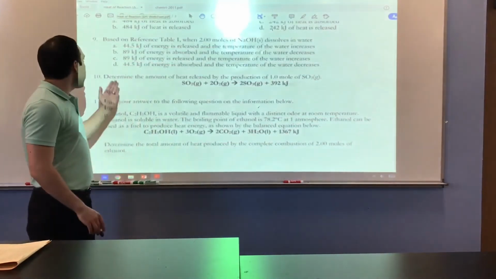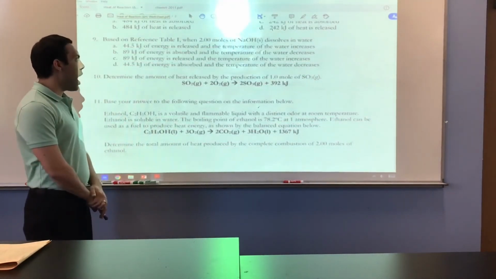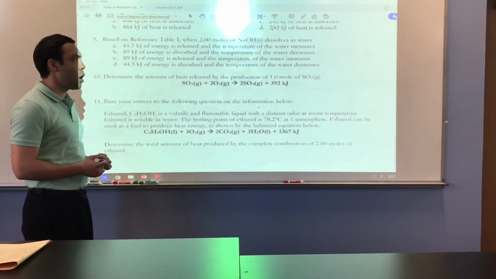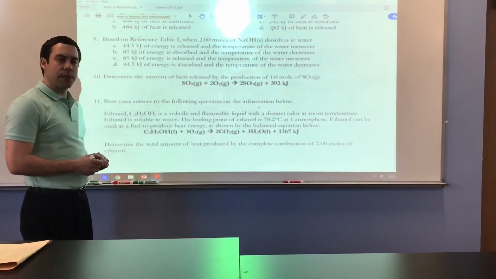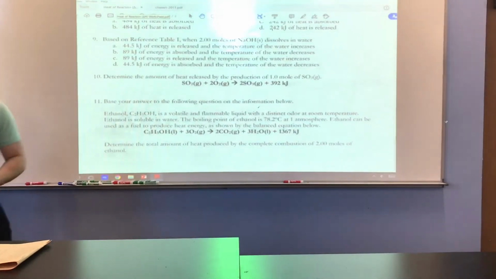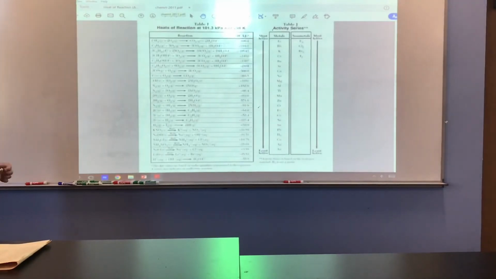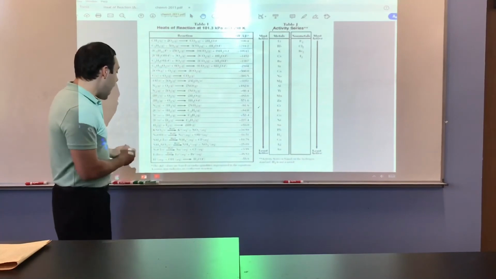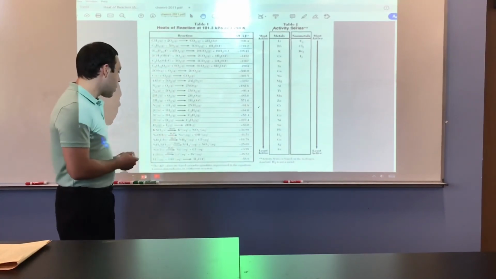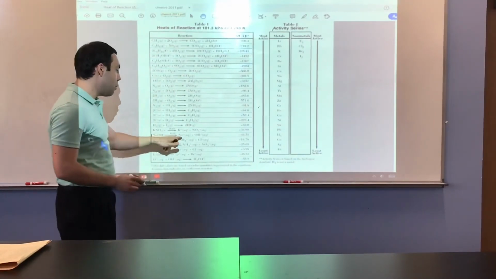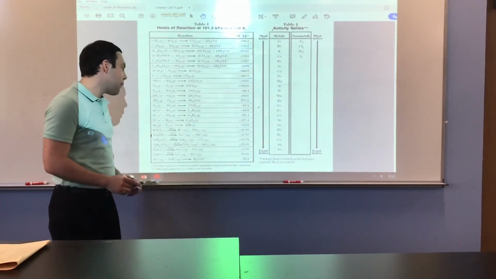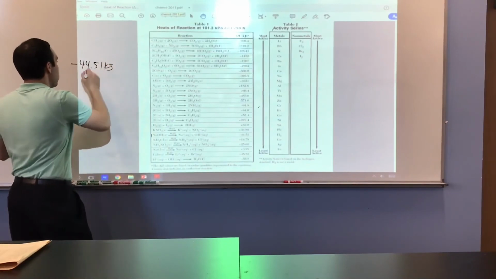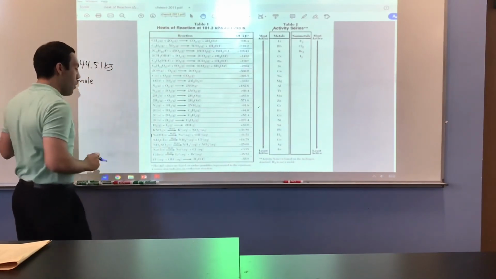Similarly, question number 9 states, based on reference table I, when 2.00 moles of NaOH solid dissolves in water, then it gives us some choices. Well, let's first take a look at table I and NaOH dissolving in water. Remember, the dissolving in water is towards the bottom of table I, and here, 1 mole of NaOH dissolving in water will give off 44.51 kilojoules.